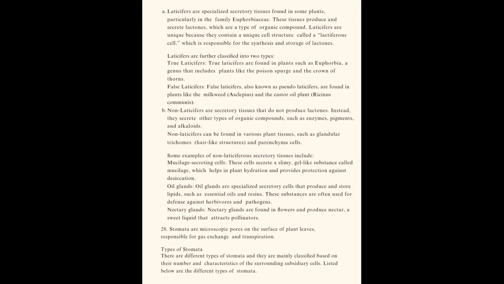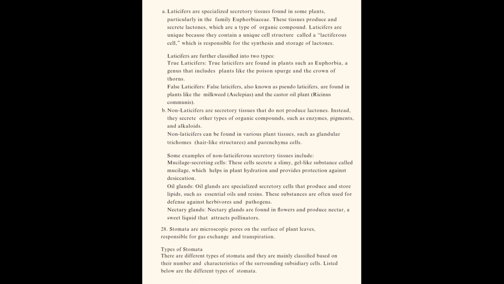Latocyphers are specialized secretory tissues found in some plants, particularly in the family Euphorbiaceae. These tissues produce and secrete lactones, which are a type of organic compound. Latocyphers are unique because they contain a unique cell structure called a lactiferous cell, which is responsible for the synthesis and storage of lactones. Latocyphers are further classified into two types: true latocyphers.